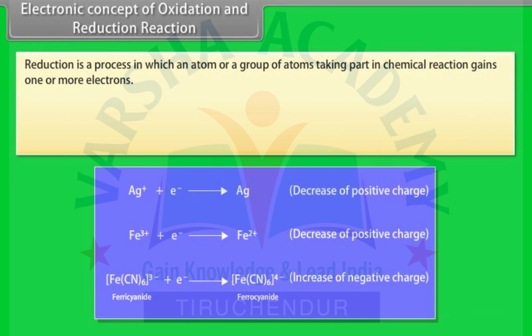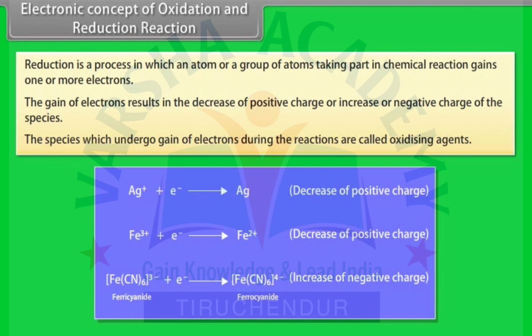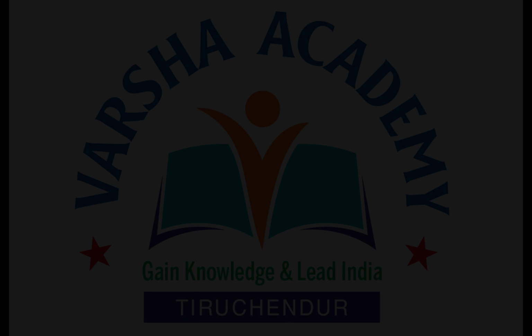Reduction is a process in which an atom or a group of atoms taking part in a chemical reaction gains one or more electrons. The gain of electrons results in the decrease of positive charge or increase of negative charge of the species. The species which undergo gain of electrons during the reactions are called oxidizing agents. Ag+, Fe3+, and Fe(CN)6 3- are oxidizing agents in these examples.